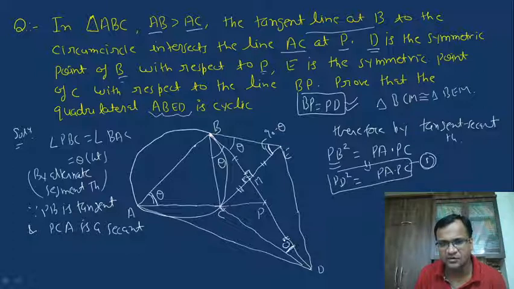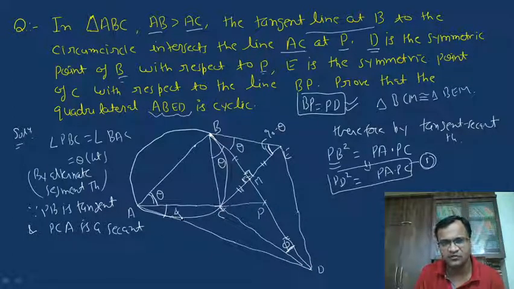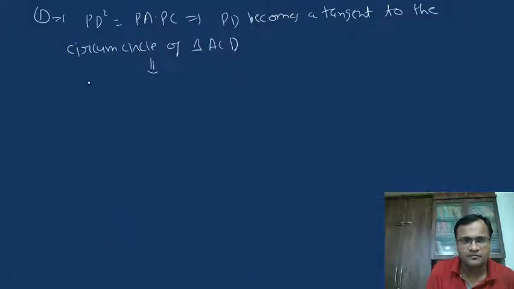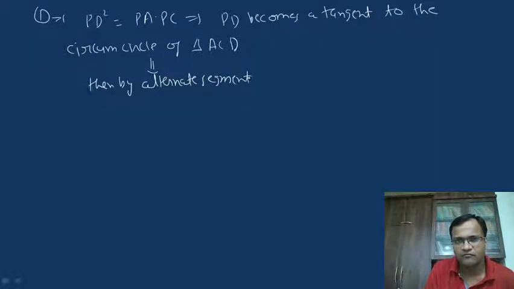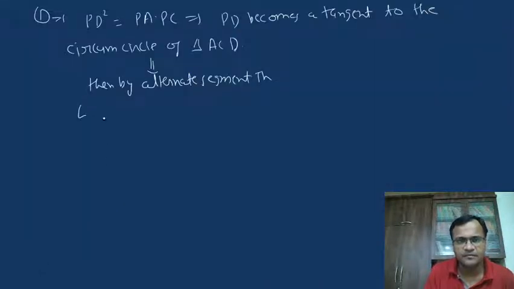This will definitely imply, if PD becomes the tangent and CD becomes the chord, therefore again we use the alternate segment theorem. If angle PDC is phi, then by alternate segment theorem we can say that angle DAC is also phi. We can write angle PDC equals to angle DAC equals to phi.